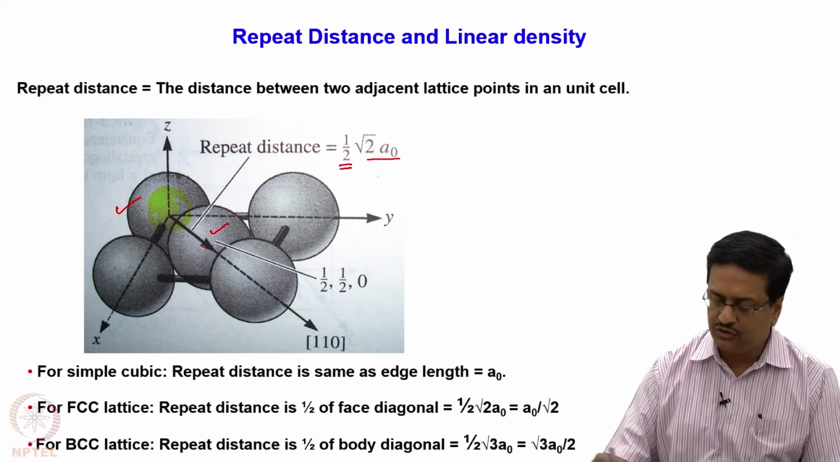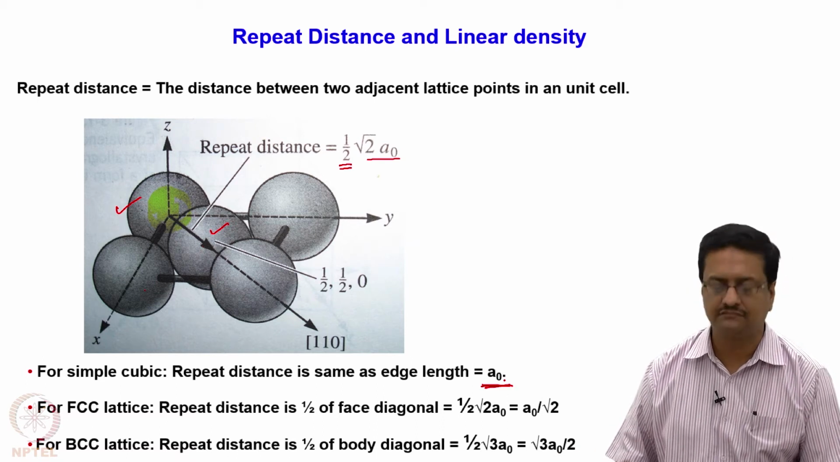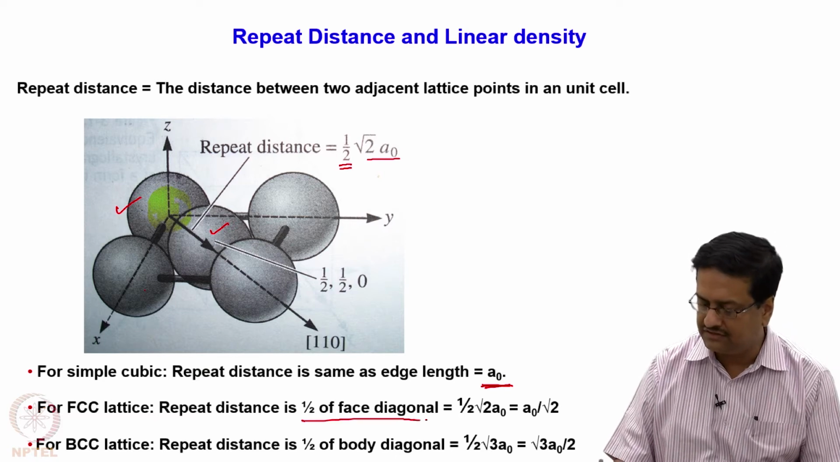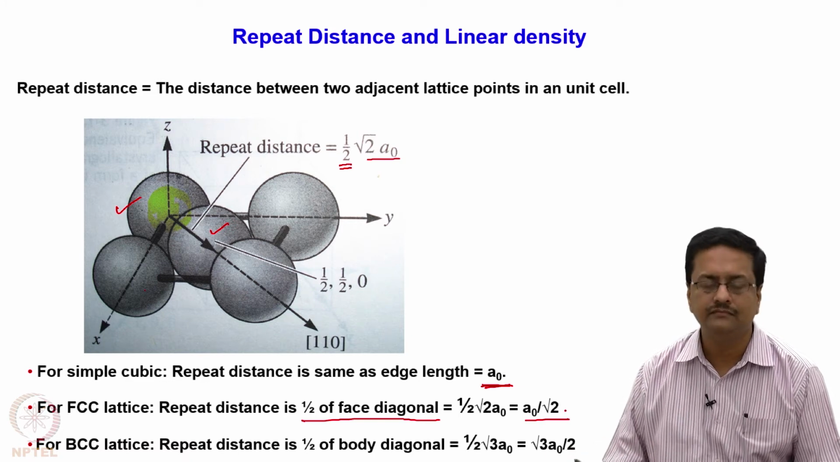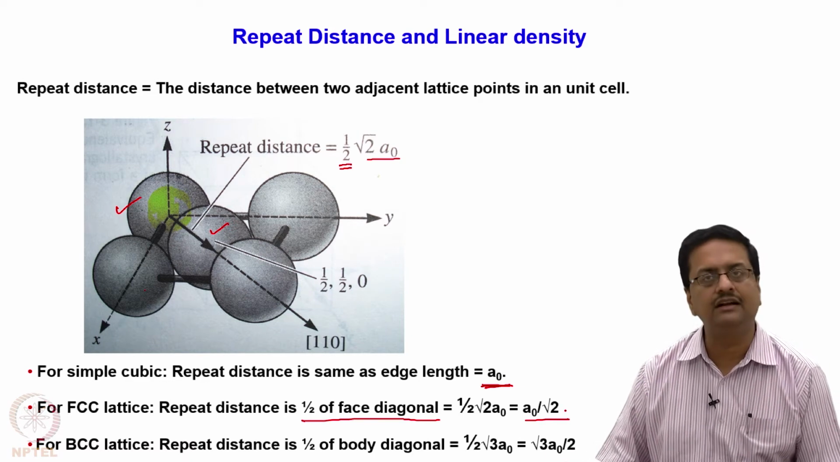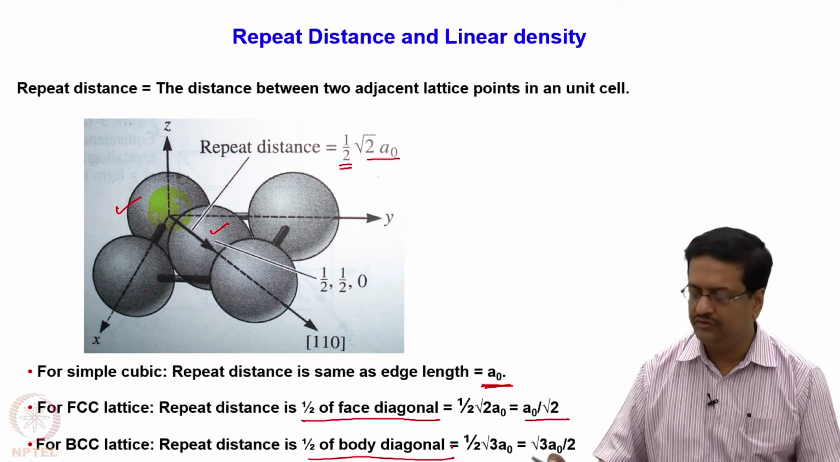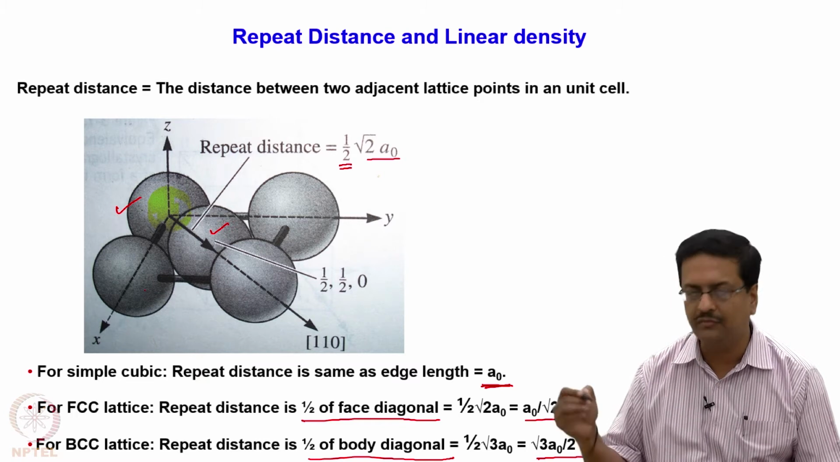So for simple cubic, the repeat distance is the same as a0. For face-centered lattice, it is half of the face diagonal, that is a0 by root 2. And in case of body-centered lattice, the repeat distance is half of the body diagonal, which means half of root 3 a0, that is root 3 a0 by 2.